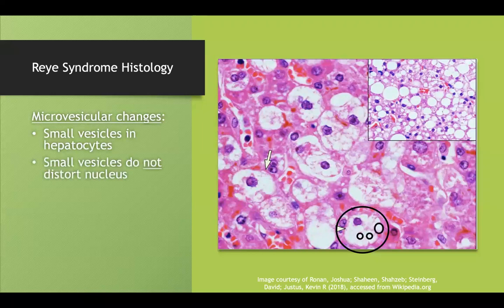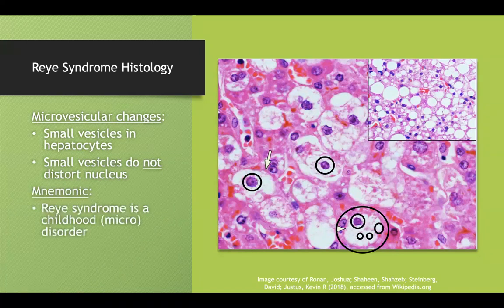Notice that these vesicles do not distort the nucleus. You can see the nucleus in the center of the cell still. And here's a couple other cells I've highlighted where the nucleus hasn't been pushed to the side of the cell. It's still comfortably in the middle of the cell. My mnemonic for remembering that Reye syndrome causes microvesicular changes is that Reye syndrome itself is a childhood disorder, so it's a disorder that would happen when you're a micro person.